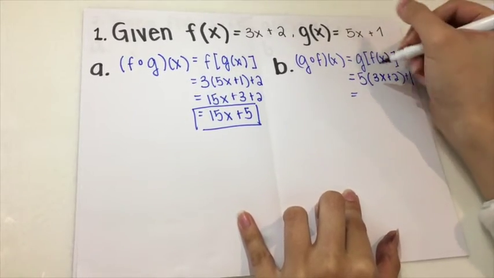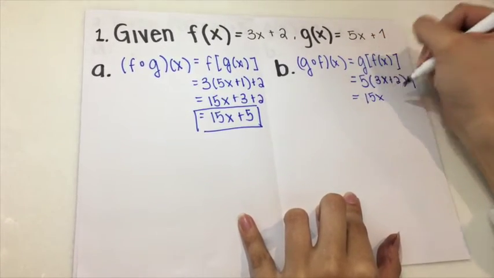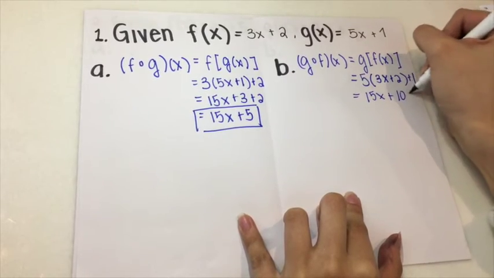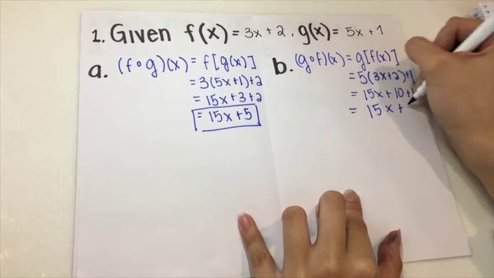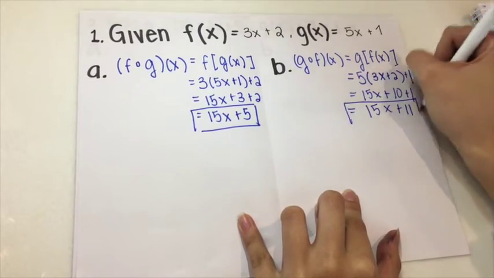So distribute: 15x plus 10 plus 1. 15x plus 11. This is your final answer.